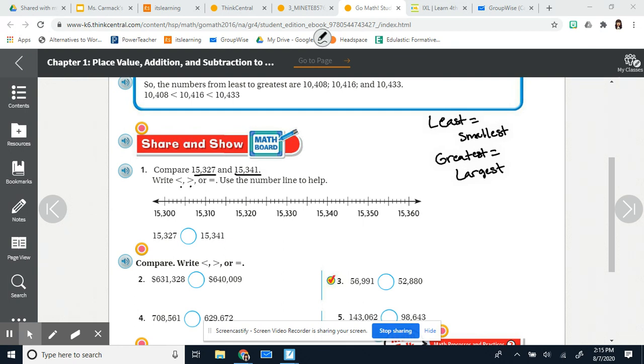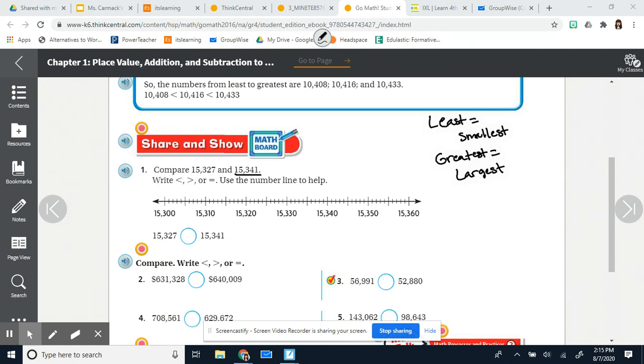This is a less than sign. This is greater than, or equal. You should know that one. So think of these guys as like an alligator mouth. They always open to the biggest number. This is a little trick to remember. Think of these guys as alligators. They're going to open to the bigger number.